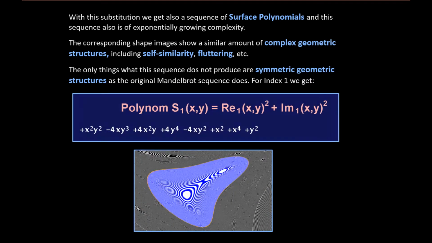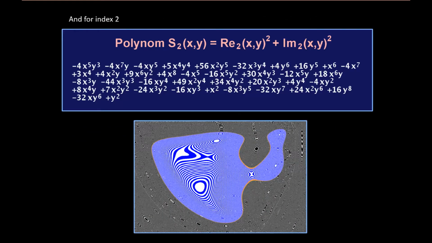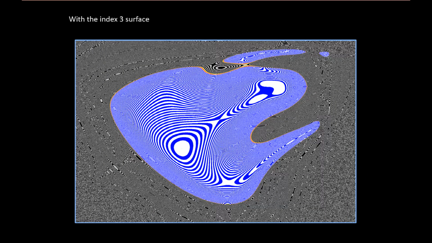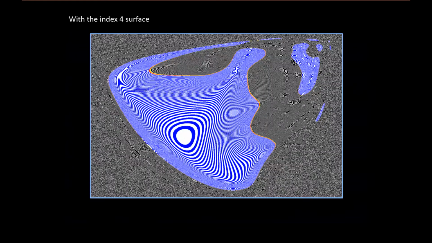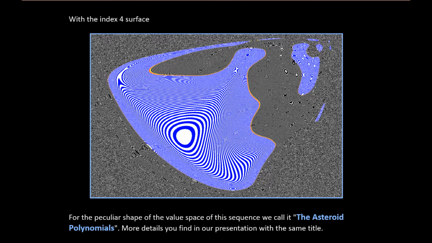For index 1 we get. And for index 2. For index 3, with the index 3 surface. And finally for index 4, with the index 4 surface. For the peculiar shape of the value space of this sequence we call it the asteroid polynomials. More details you find in our presentation with the same title.